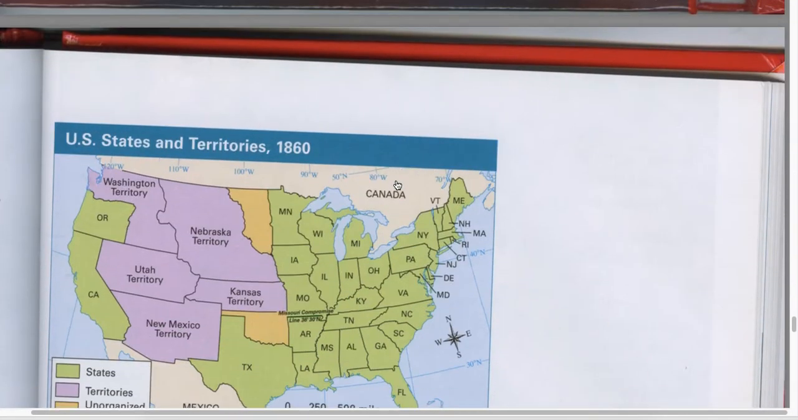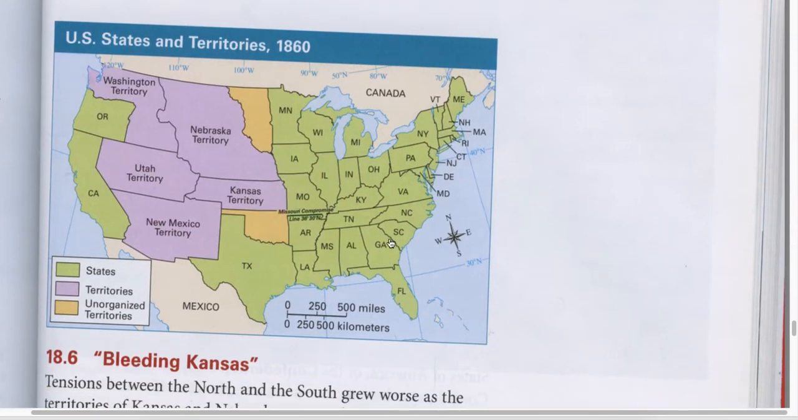So here is the map that you're going to use. It's on the next page. This is going to help you identify and label a lot of things, in particular California and Washington, D.C., which are factors in the Compromise of 1850.